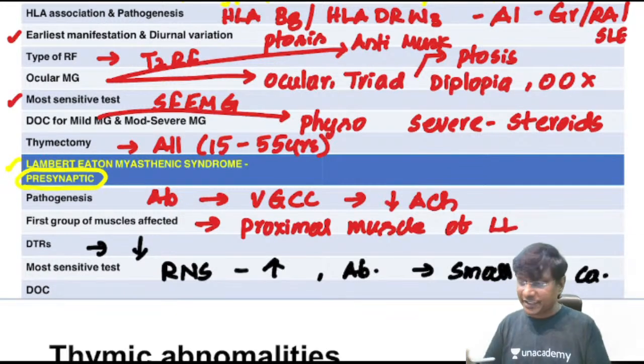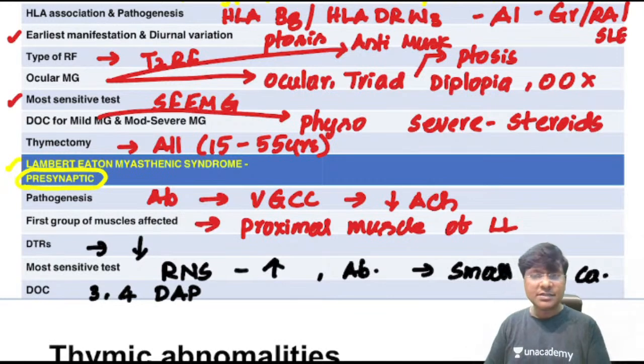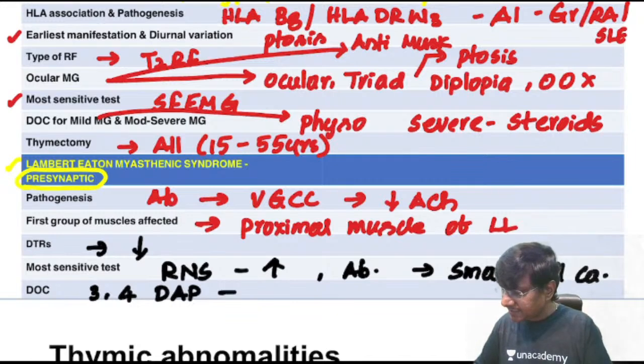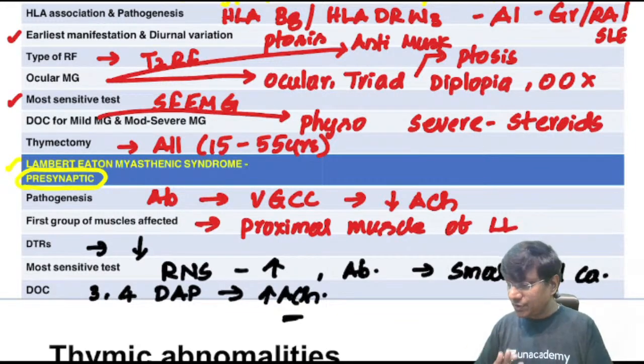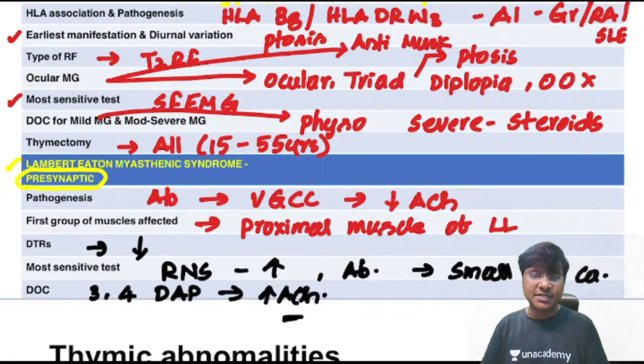Then what is the drug of choice in case of Lambert-Eaton myasthenic syndrome? The drug of choice will be 3,4-diaminopyridine. It blocks the potassium channels in distal motor terminals and thereby prolongs the depolarization. Because it is blocking the potassium channels and keeping the neuron in a state of depolarization, this will cause excessive release of acetylcholine into the synapse. So that is about Lambert-Eaton myasthenic syndrome, which is a presynaptic nerve terminal junction disorder.